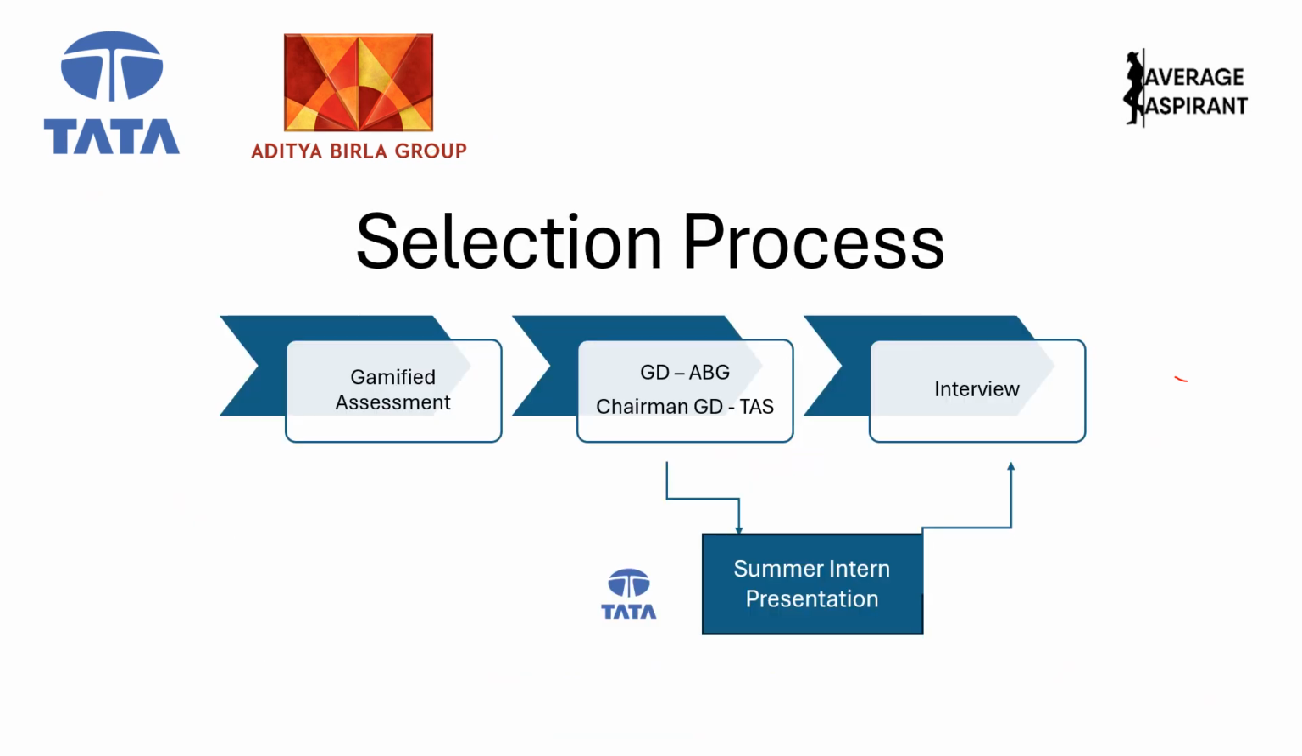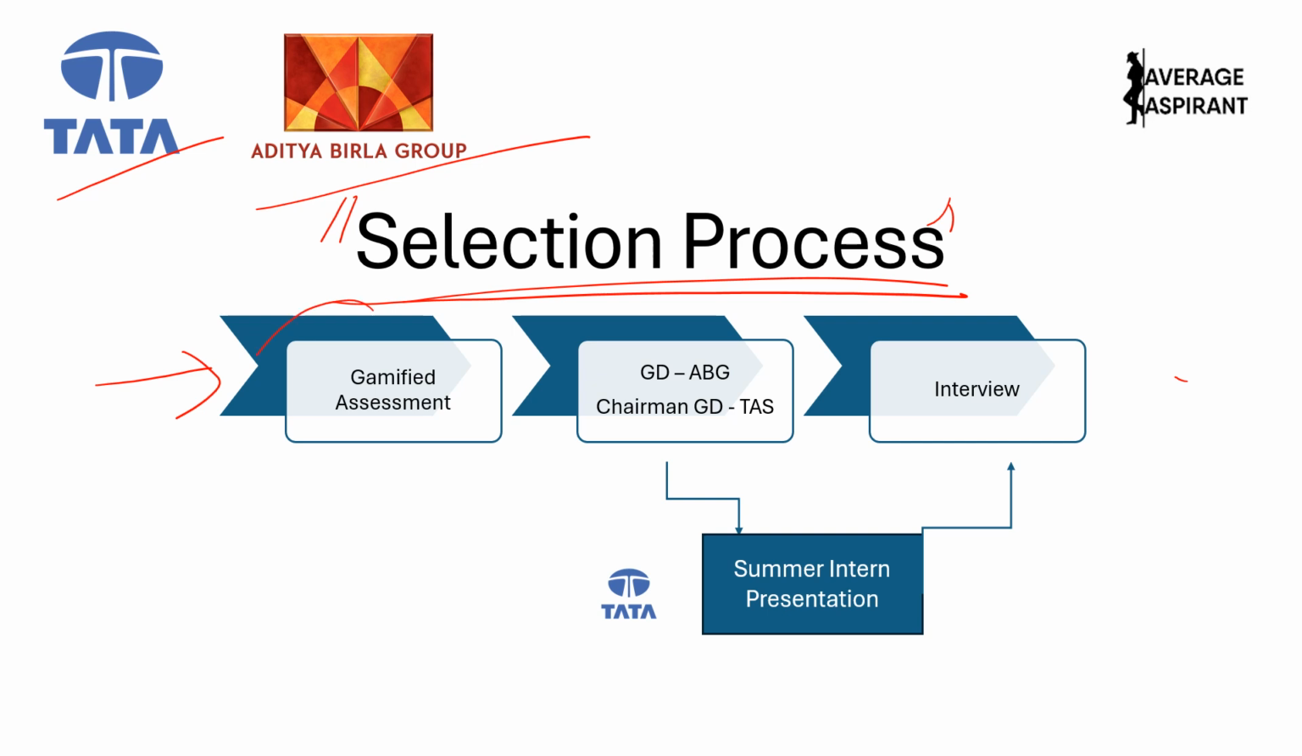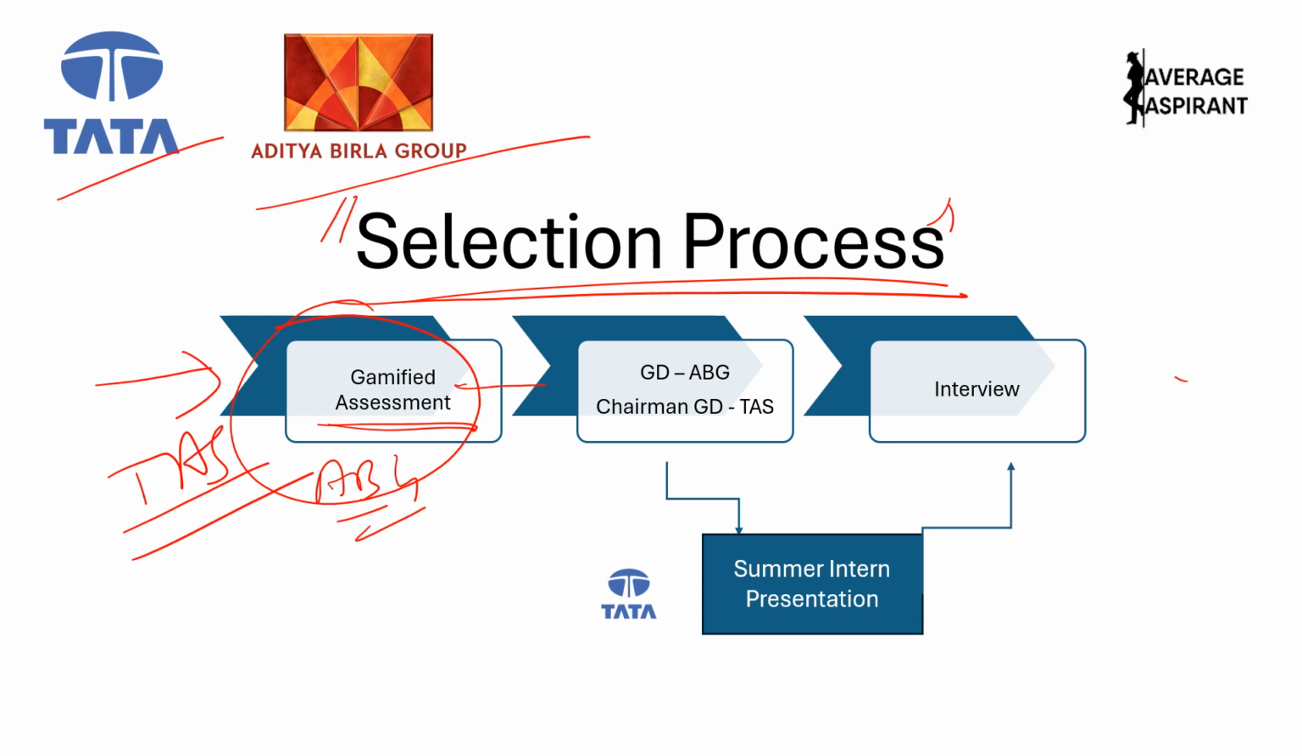Moving on to the selection process, guys, of both the companies, TAS and ABG. The start is a gamified assessment for both TAS and ABG. Only and only if you clear the gamified assessment, you get shortlisted for GD. Now these two GDs for ABG and TAS are not simple GDs where there are 8 to 10 people, you get a topic and you need to speak on it. This is very different.